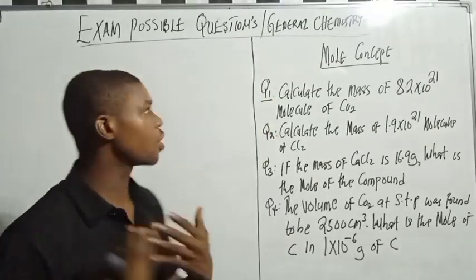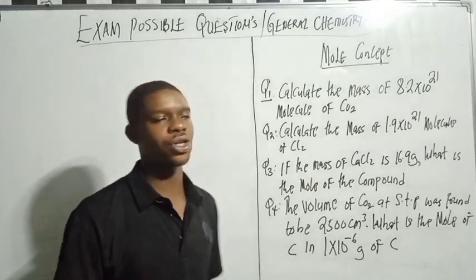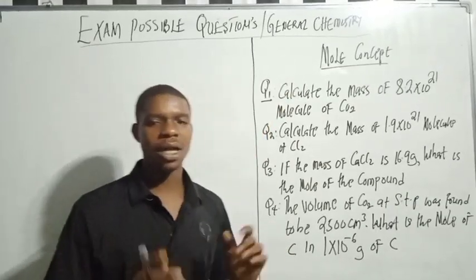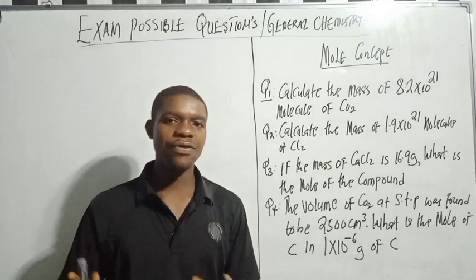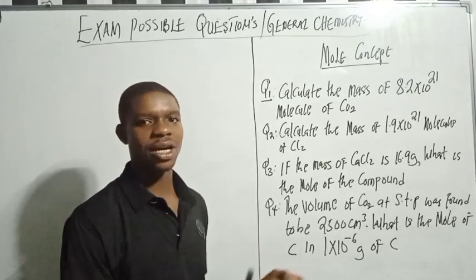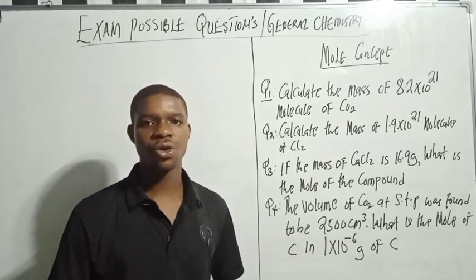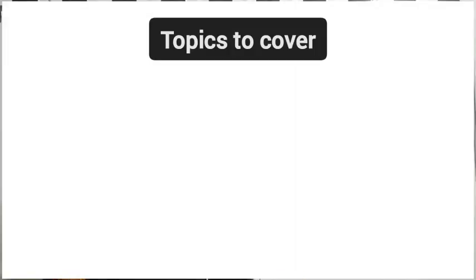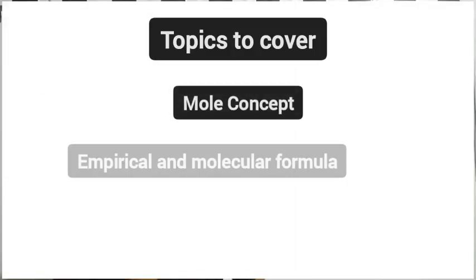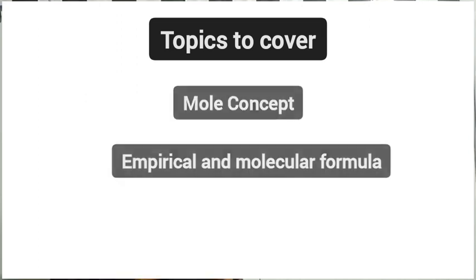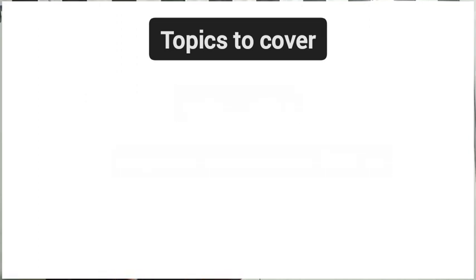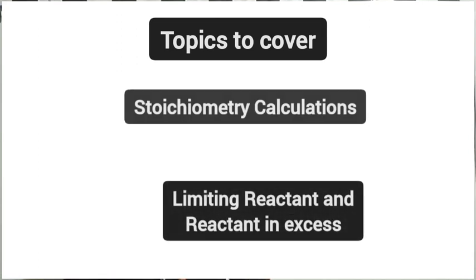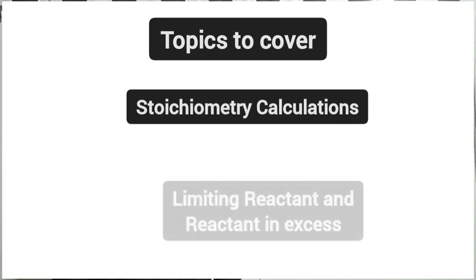In this video, we are going to look at exam possible questions in general chemistry 1. We are going to solve 5 different topics in general chemistry. This is the first video, so you are going to use it as your revision or your preparation towards the exam. Believe me, some of the questions we are going to solve in this video, you are going to see them in the exam.